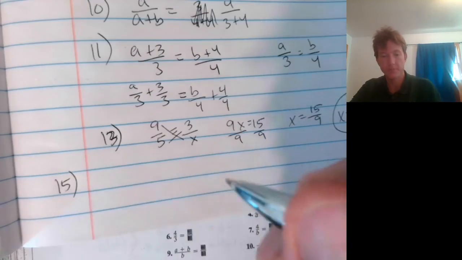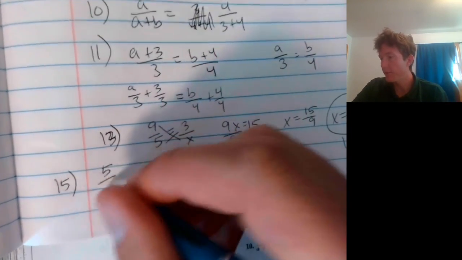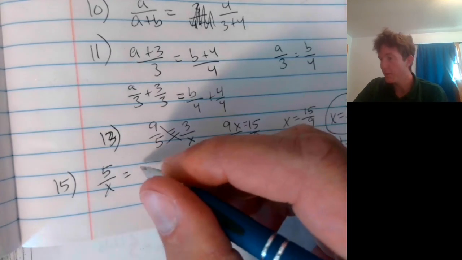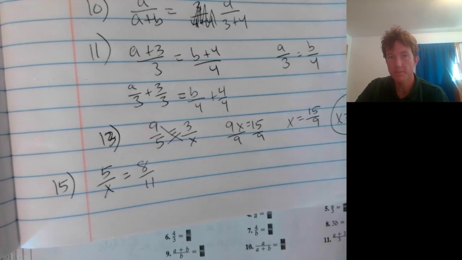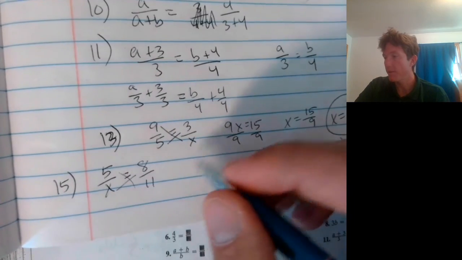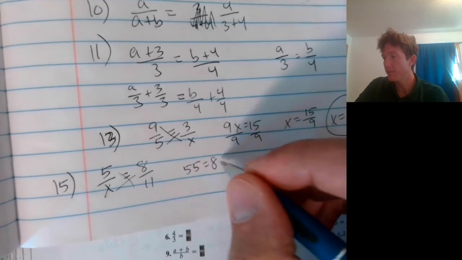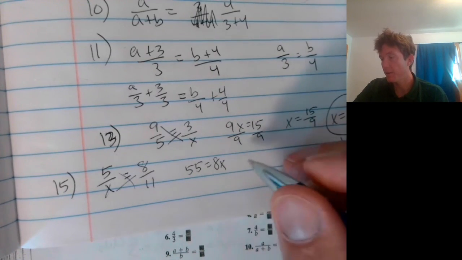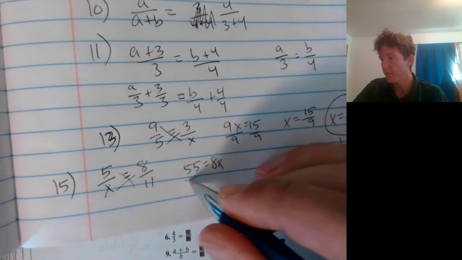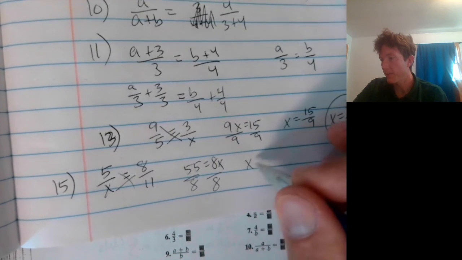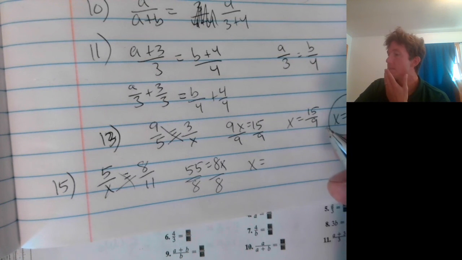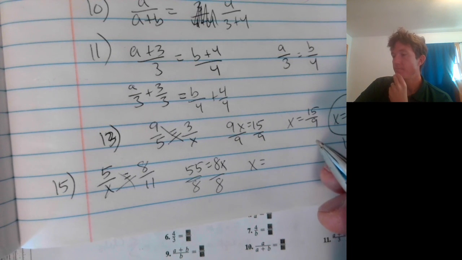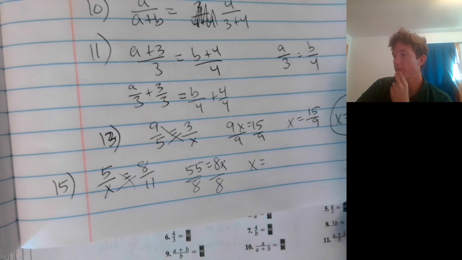Number 15. 5 over x equals 8 over 11. We're solving for x. Okay, pause the video if you think you want to try this. I'm going to cross multiply. 55 equals 8x. And then I will divide by 8 on each side. So I get x equals, this would be 6 7/8.